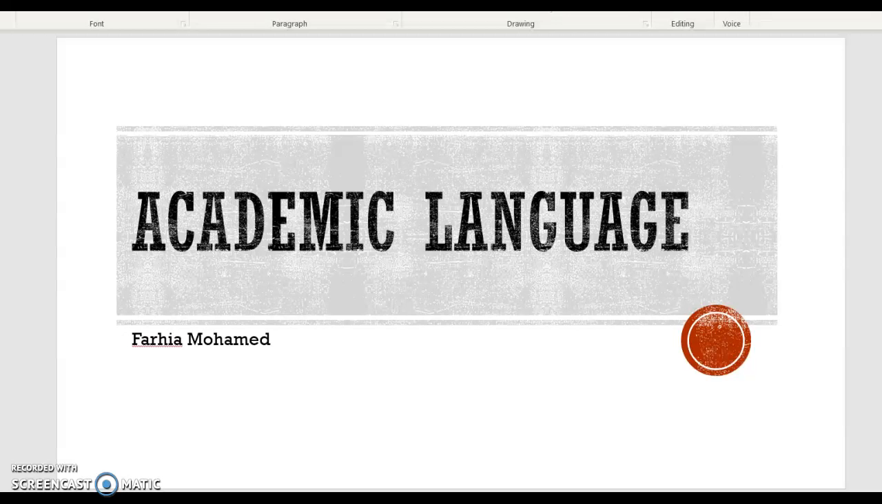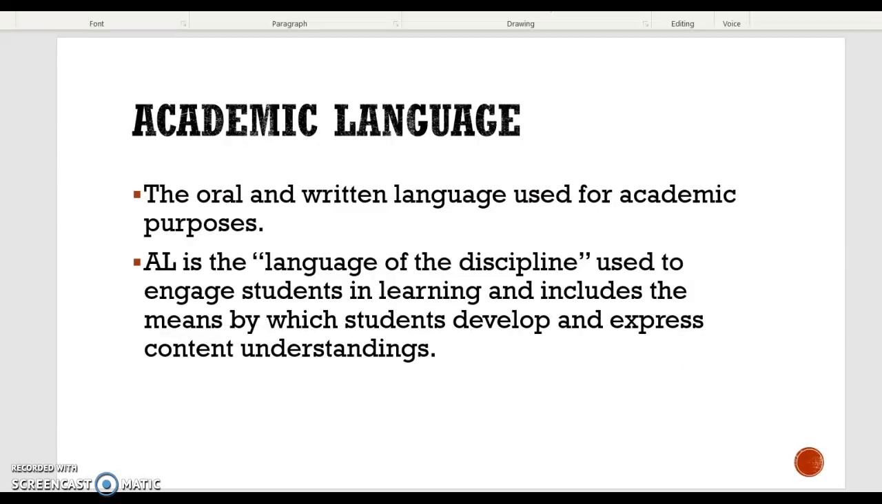Hi, so today we're going to be talking about academic language, which is something really important. It's something that's really a major part of the EdTPA. So, academic language is the oral and written language used for academic purposes.